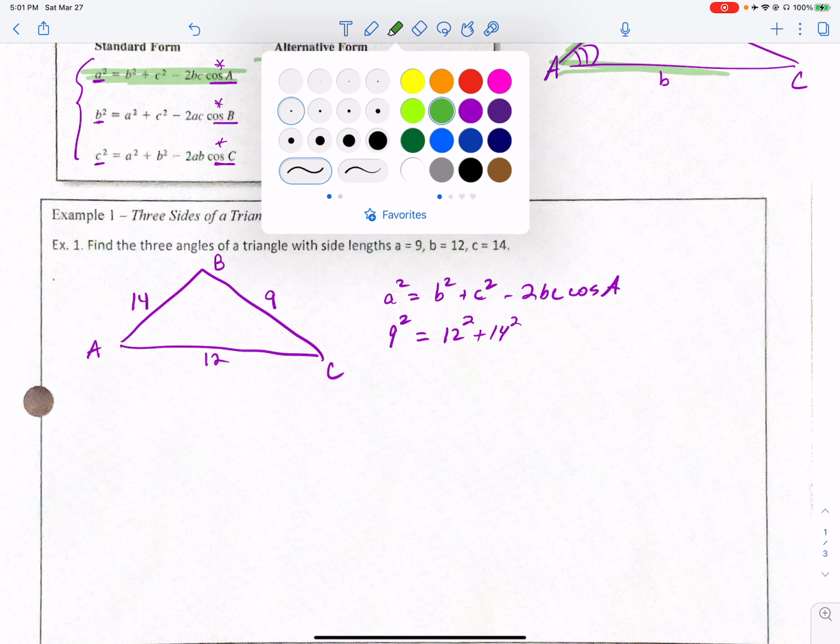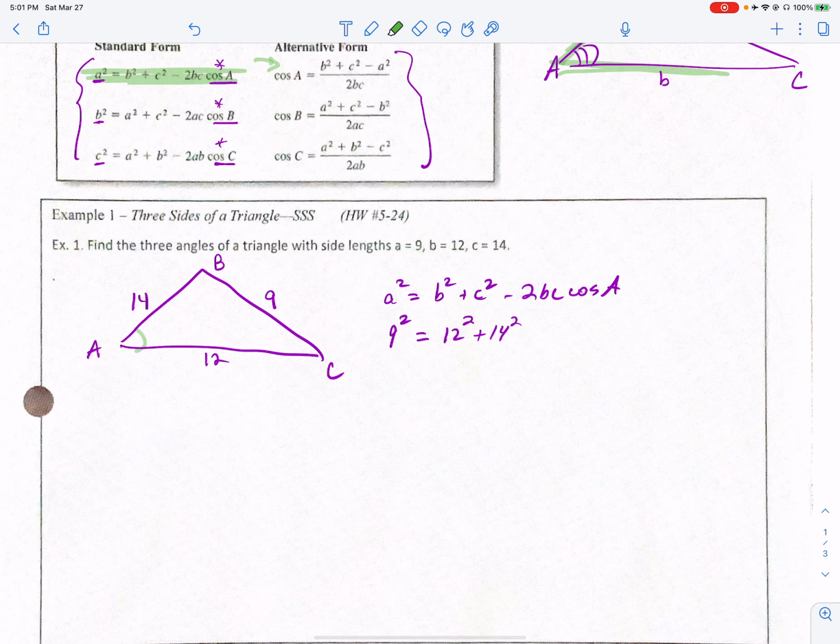And I, again, like to think here we have angle A. And so the sides that are including them are what we're using right in here. So I expect that to be the 12 and the 14. And then the value of the side opposite it is what's on this side being squared. So continuing, so minus 2 times 12 times 14. And then we have the cosine of A.